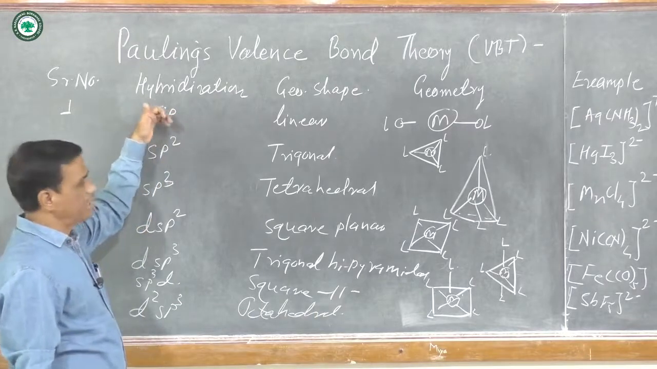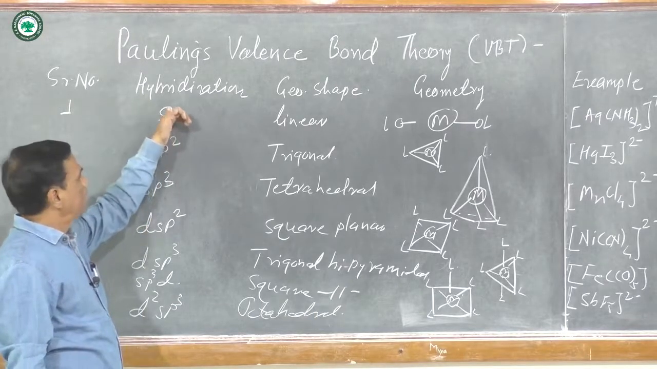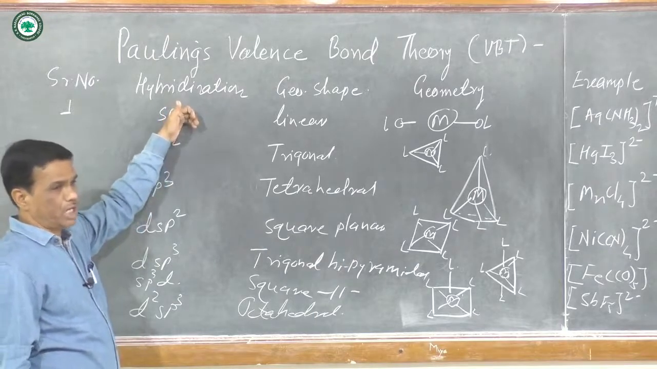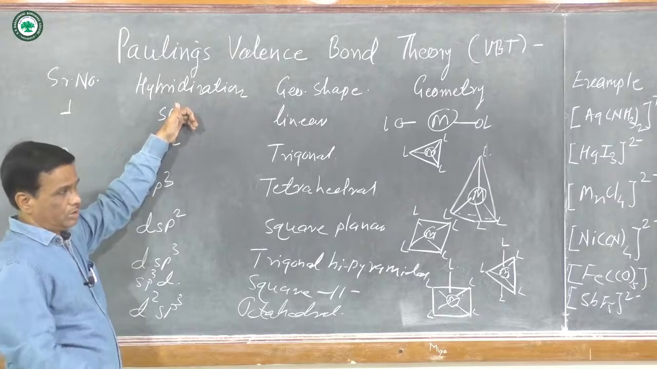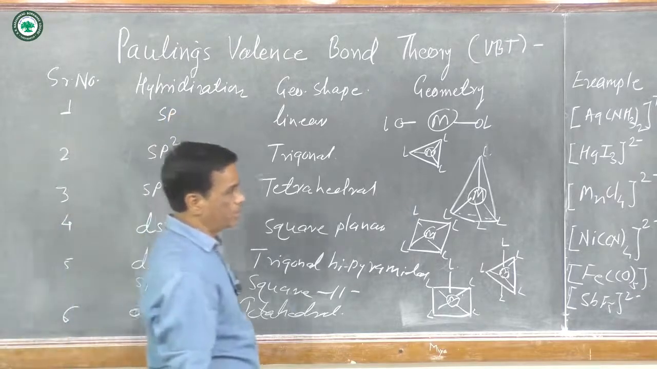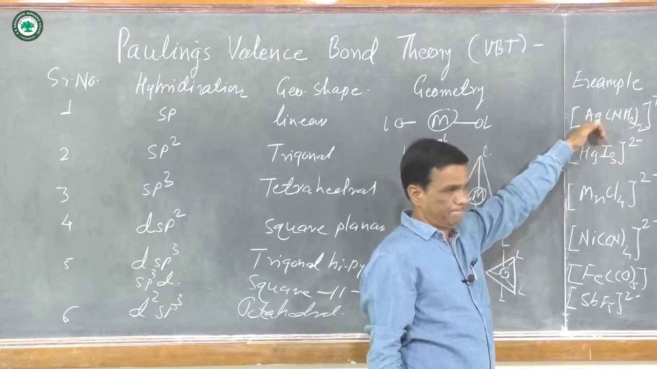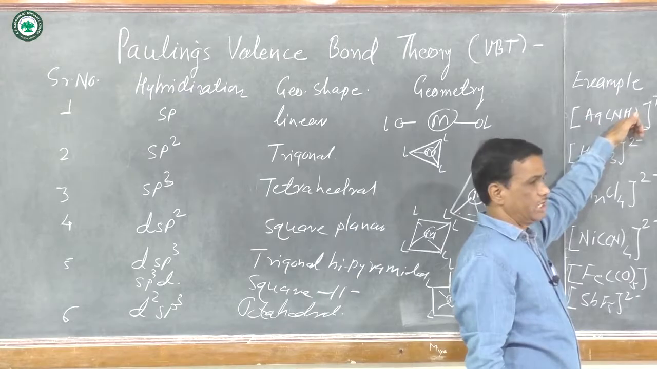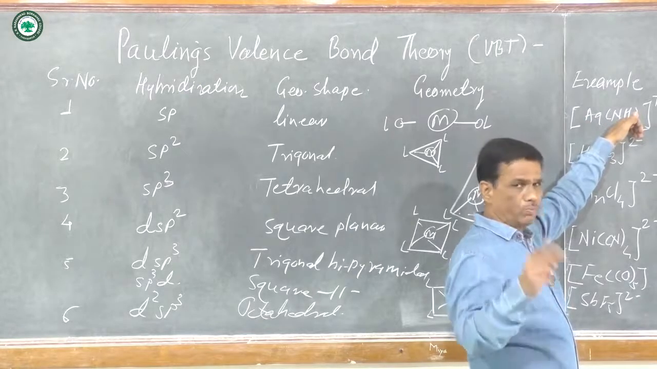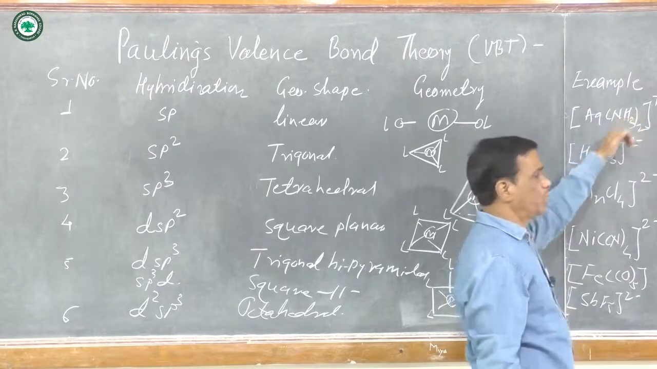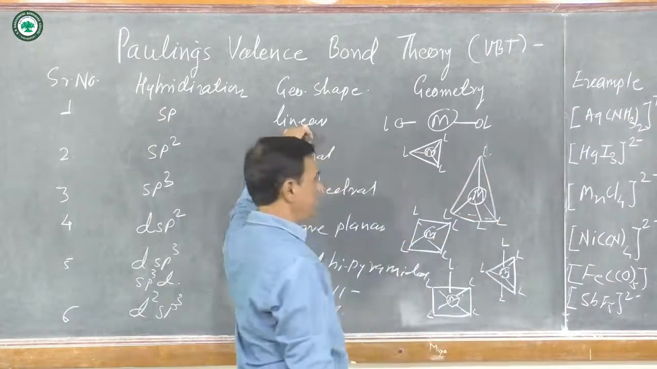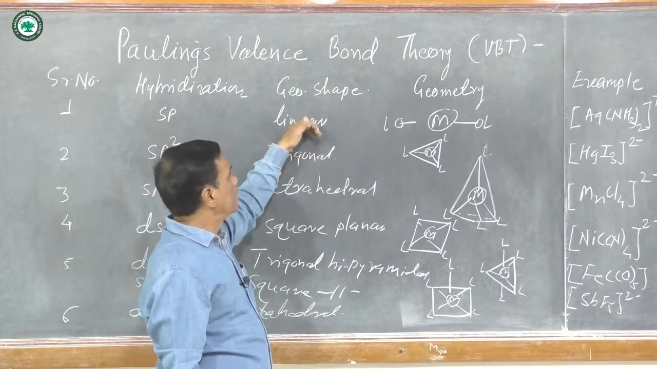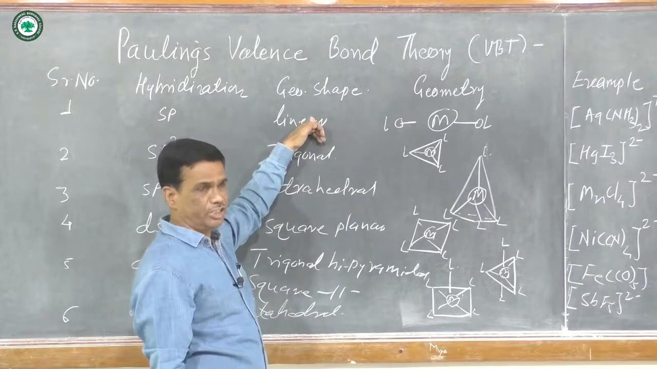In sp hybridization, 1s orbital and 1p orbital overlap, and there is a formation of sp hybrid orbitals. These hybrid orbitals are formed by the silver Ag+ ion. Then 2 NH3 ligands are there. Each donates a lone pair of electrons, and 2 coordinate bonds are formed, and that coordination compound has a linear geometrical shape.